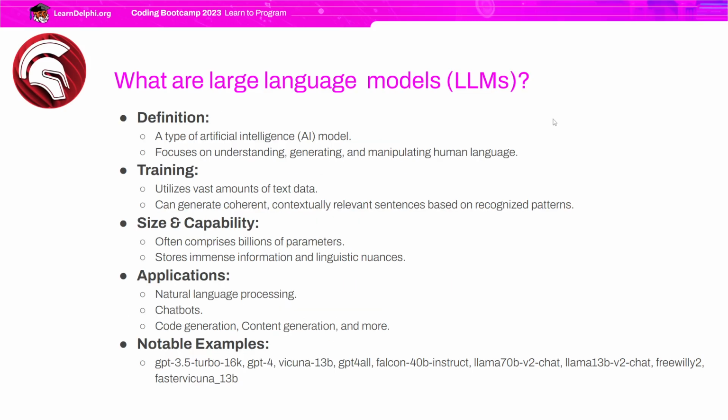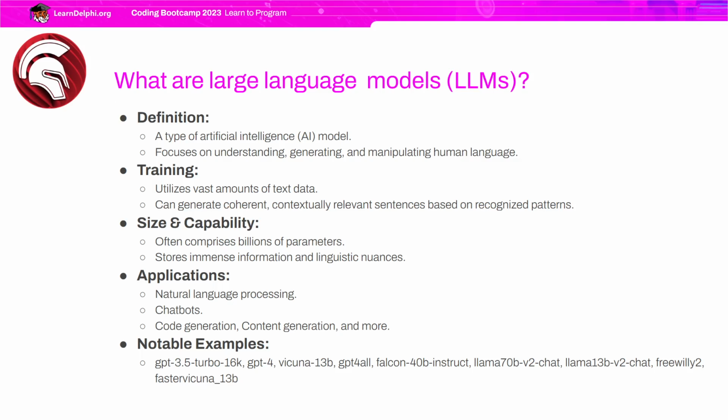So what are large language models? The definition of large language models is a type of artificial intelligence model. It focuses on understanding, generating, and manipulating human language. Training utilizes vast amounts of text data. It can generate coherent, contextually relevant sentences based on recognized patterns. The size and capability of language models: they're often comprised of billions of parameters, and you'll see that when you see 70B or 13B or 7B, that stands for billions of parameters usually in the model.